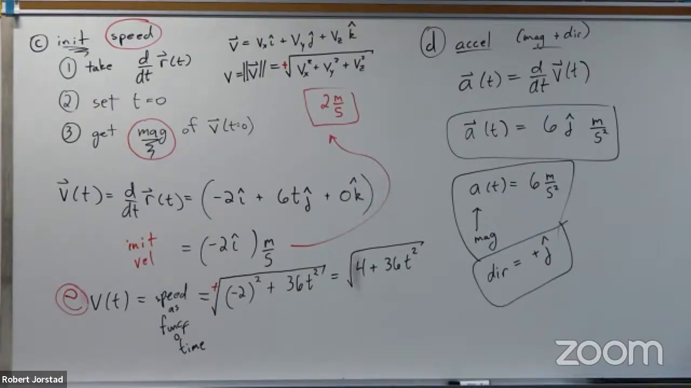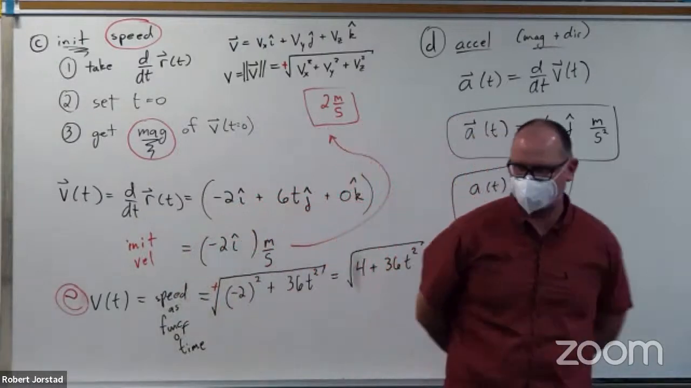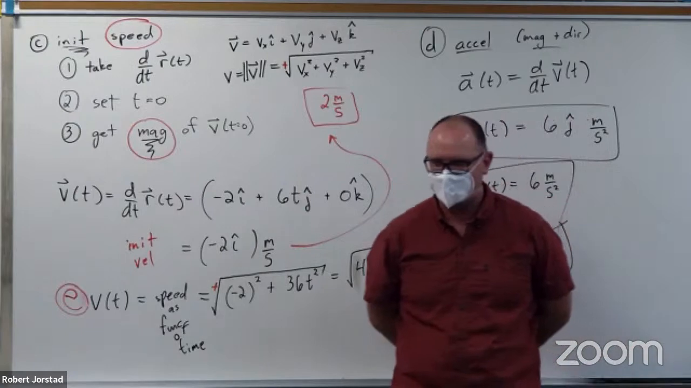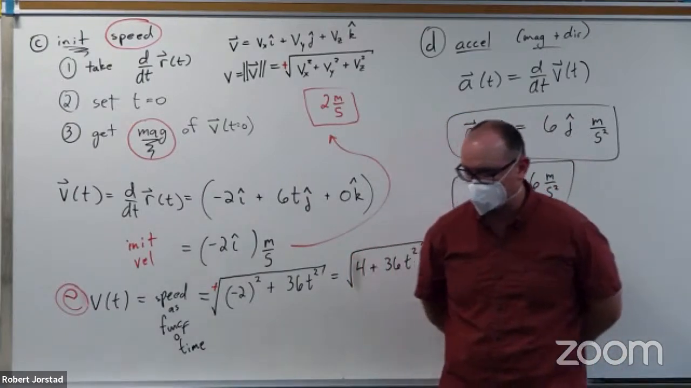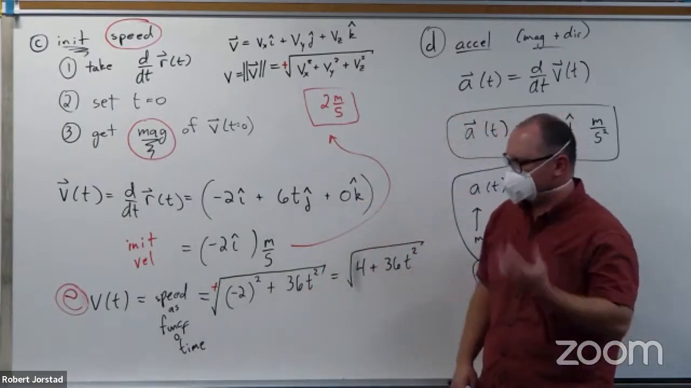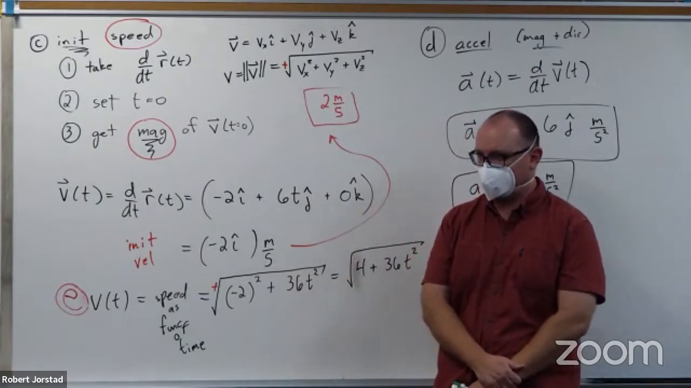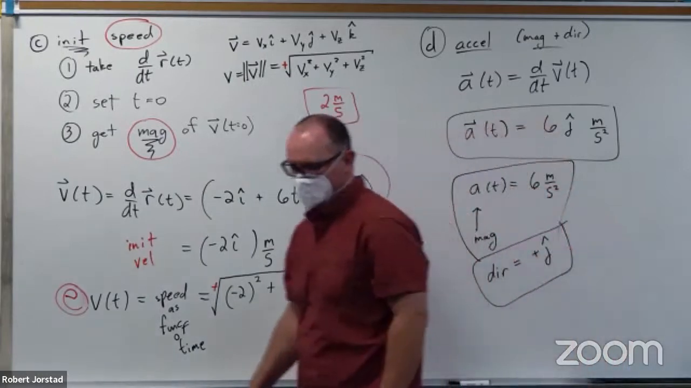What's next? Oh, part F asks you this. Which is easier, getting distance as a function of time or displacement as a function of time? Based off your experience in my class so far and all these weird little problems that I've thrown at you, let's just go with your gut. Do you think it's easier to get distance or displacement as a function of time? Displacement. Describe how you would get displacement as a function of time.